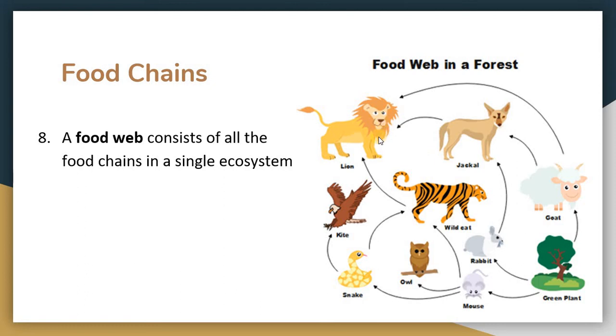And when we have several food chains coming together, it forms a food web. So a food web consists of all the food chains in a single ecosystem. So in this diagram here, we can see there are various food chains, right? 1, 2, 3, 4, 5, a lot of food chains. So when all of them interact with one another, it forms a food web.